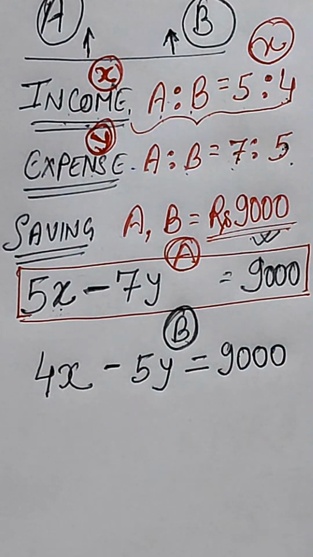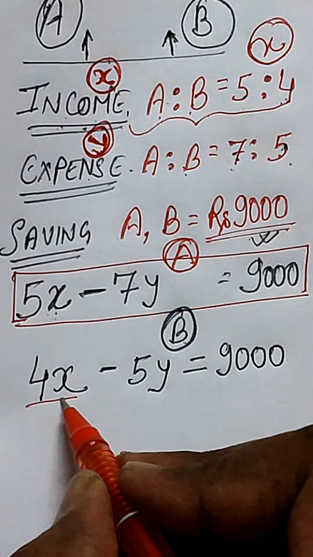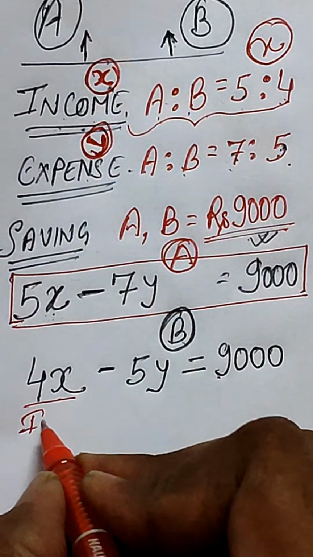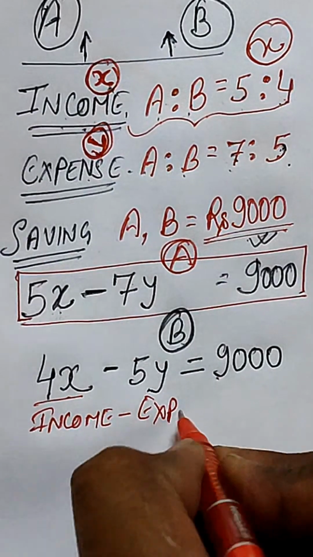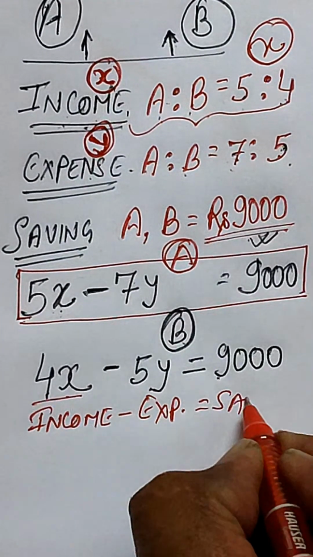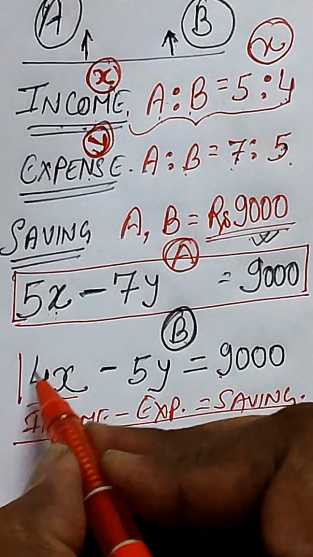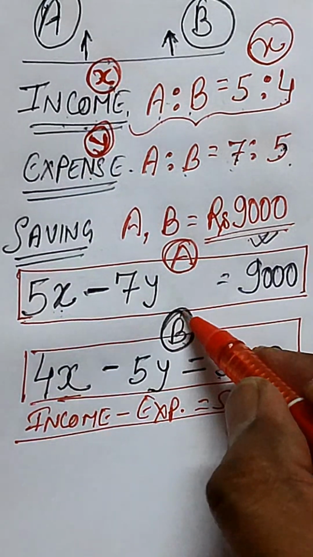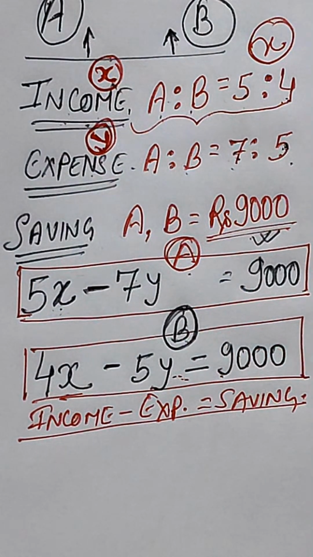Why? Because this is income and this is expenses. Expenses reduced from income, then we are left with the saving. So I am writing the same: income minus expenses is equal to saving. So based upon this, we have derived two equations. One equation is valid for A, and the second equation is valid for B. So now let us solve it.